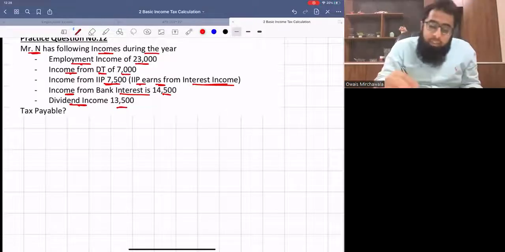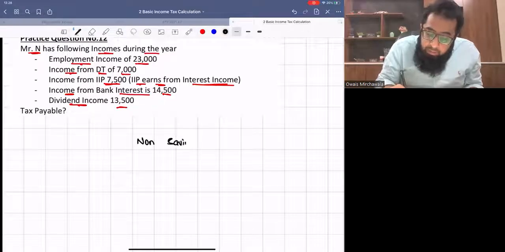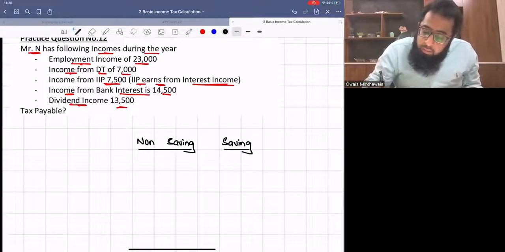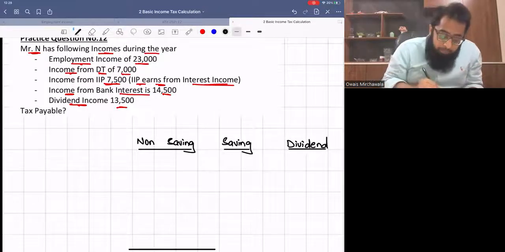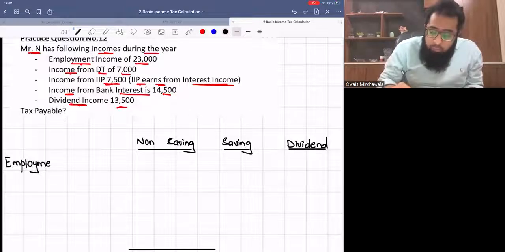Listen to me with patience and concentration. What I'm doing is I'm first making the heads of income. The first head of income is non-saving. The second one is saving income because we have studied this also. And the third head of income is dividend. Now, the employment income of 23,000 will go in the head of non-saving.